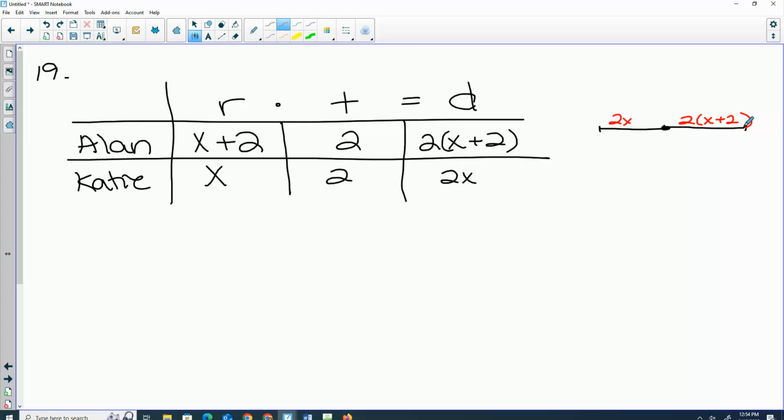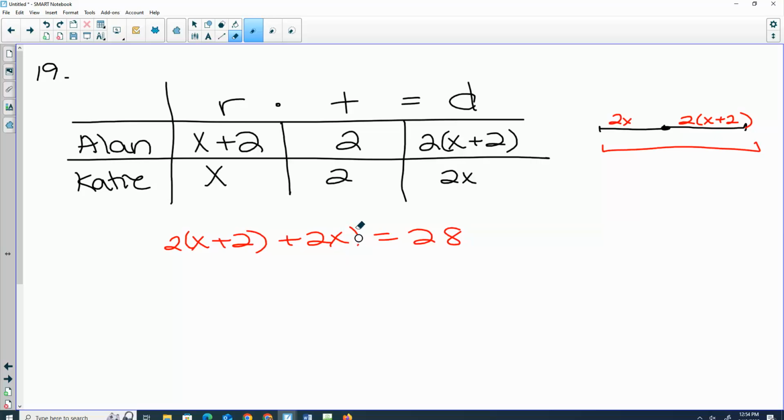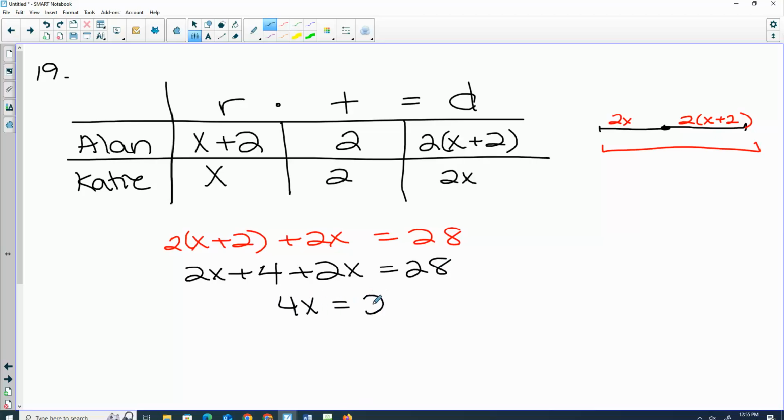If you're running the same direction, how do you find out how far apart you are? Subtract. But I'm running different directions. So how do I find my total distance apart? Add them. So I'm going to add those to equal my 28. X equals 24 and X is 6.